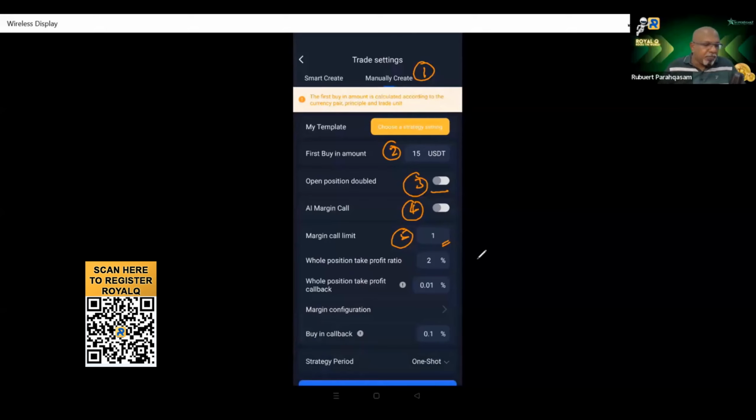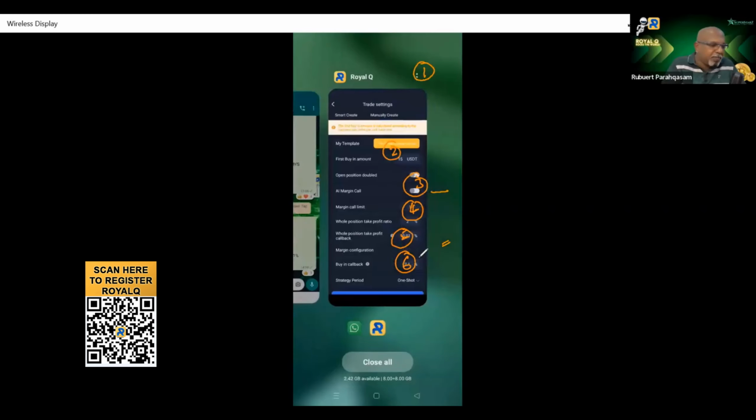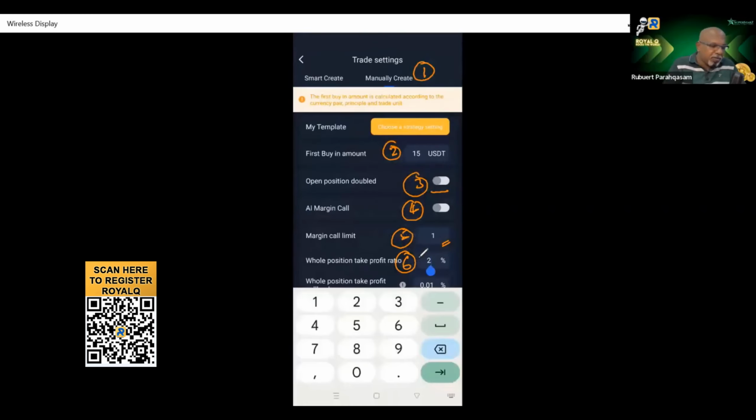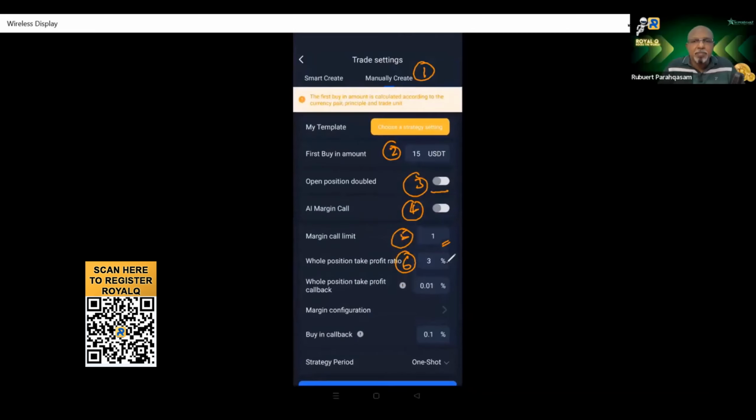Now, hold position take profit ratio. This is number 6. What is the take profit ratio, guys? 3%. If you look back in your signal, it's 3%. So we tap into this box and type 3. Let's go to the next one.